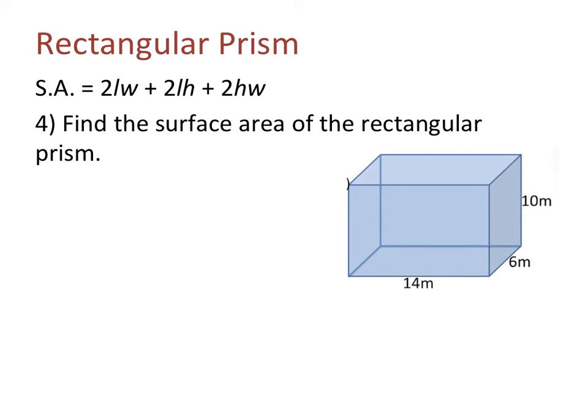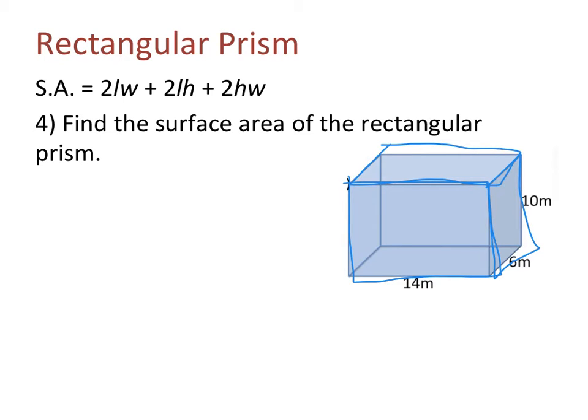which, if you think about it, makes sense because there are 6 rectangles in our prism, right? We have one on the front, and then there's one on the back that matches that. Then we have one on the side, and there's one on the other side that matches. And there's one on the top, and there's one on the bottom that matches. So that's how we get 6 different rectangles, and why we're multiplying each set by 2.